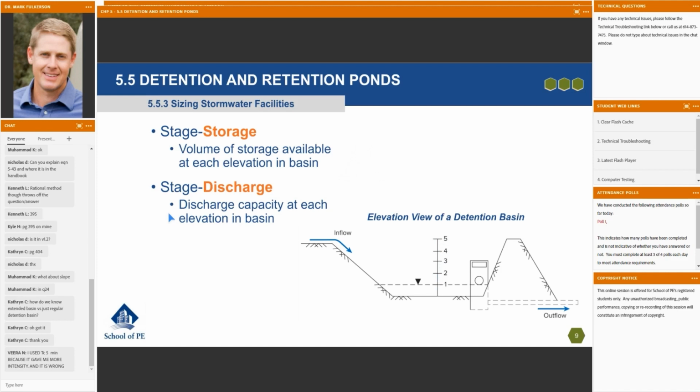All right, and then we've got this other relationship, stage discharge. That says as the water rises in our pond, it's going to flow out faster the higher it gets. It's going to force it through this outfall structure quicker.